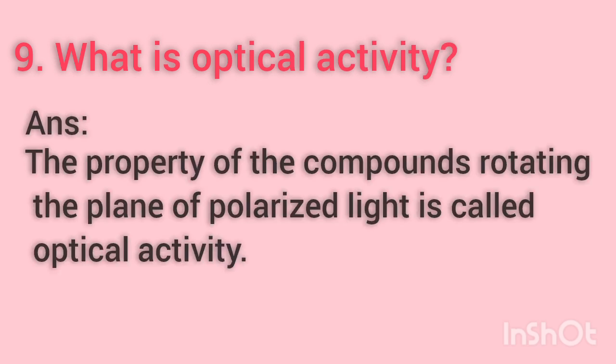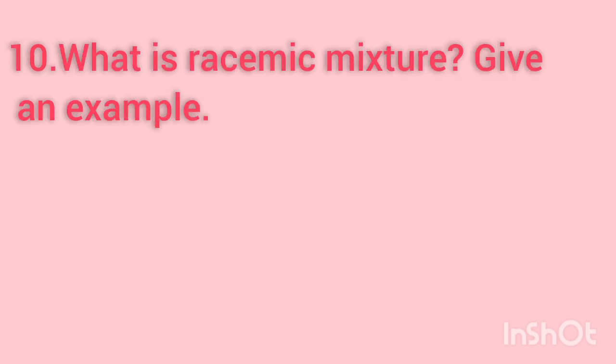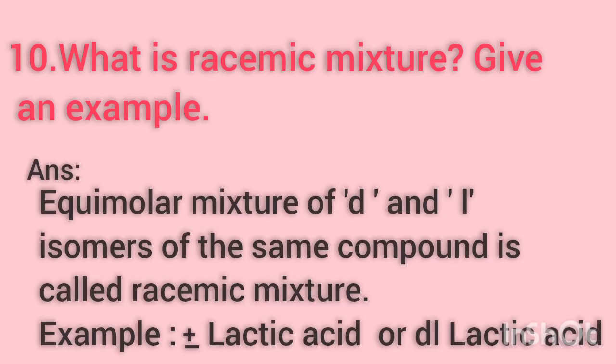Ninth question. What is optical activity? The property of the compounds rotating the plane of polarized light is called optical activity. 10th question. What is racemic mixture? Give an example. Equimolar mixture of D and L isomers of the same compound is called racemic mixture. Example, plus and minus lactic acid or D and L lactic acid.